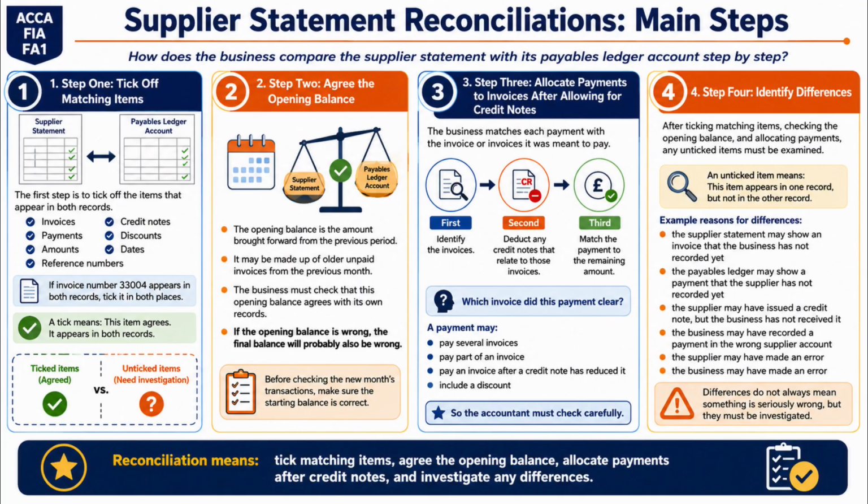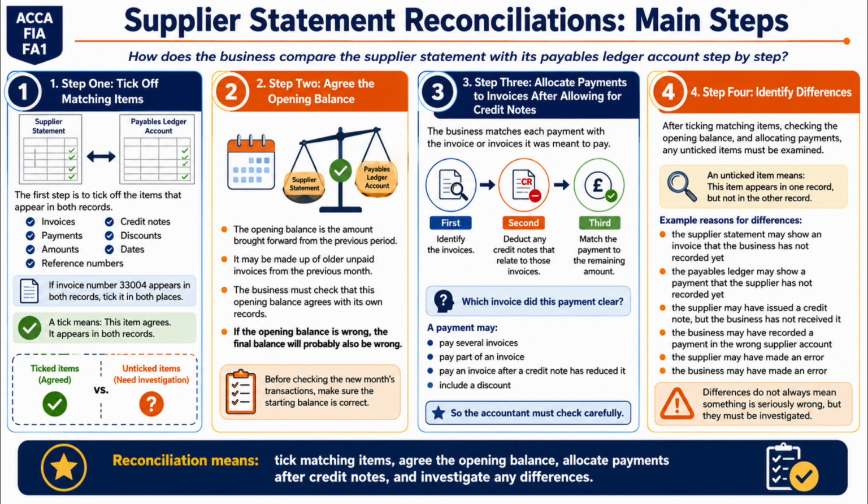Step 2. Agree the opening balance. The second step is to agree the opening balance on the supplier statement. The opening balance is the amount brought forward from the previous period. For example, the statement may begin with a balance brought forward. This balance may be made up of older, unpaid invoices from the previous month. The business must check that this opening balance agrees with its own records. Why is this important? Because if the opening balance is wrong, the final balance will probably also be wrong. So, before checking the new month's transactions, we must make sure the starting balance is correct.